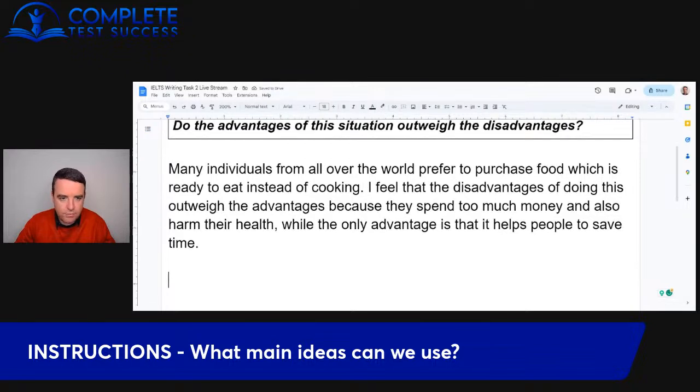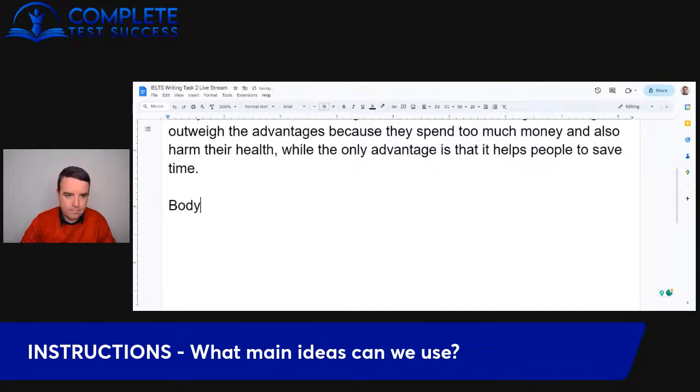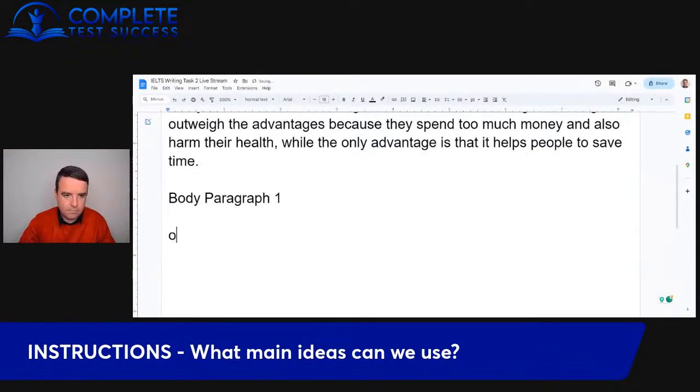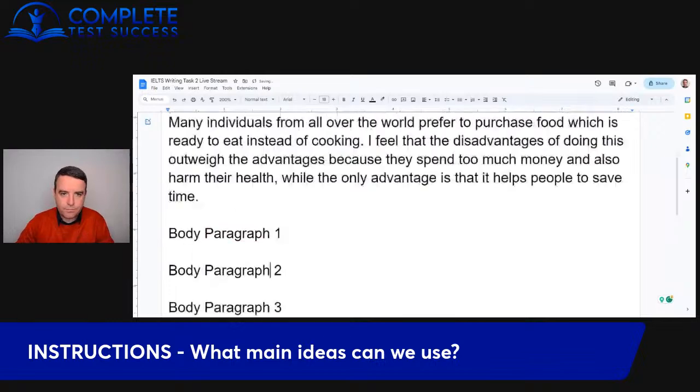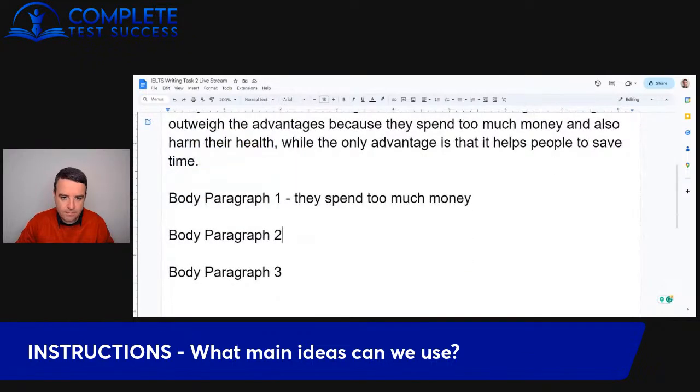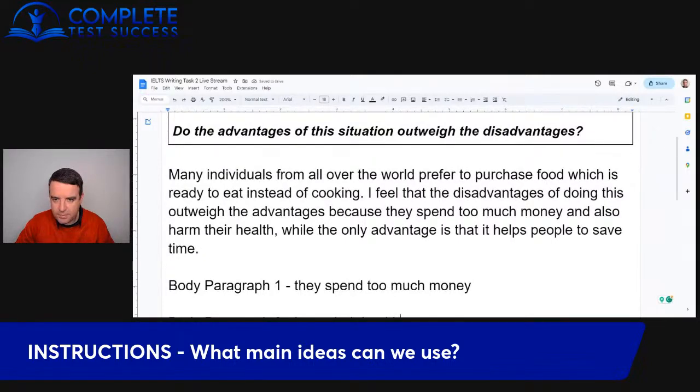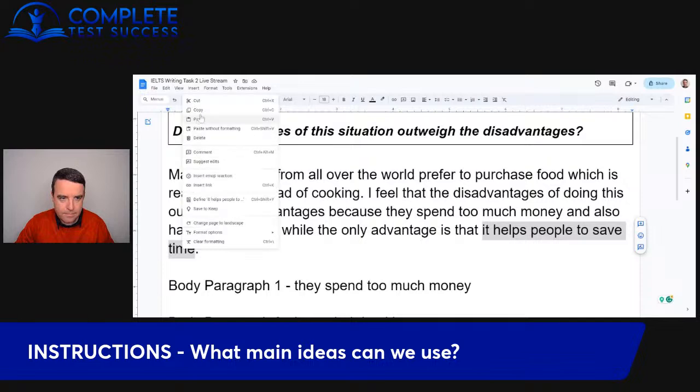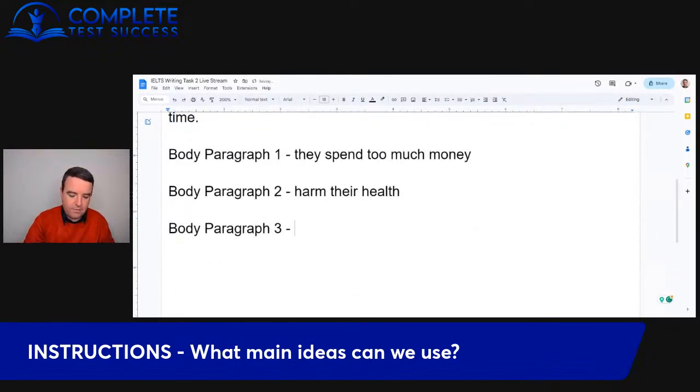Okay, so the next thing is we're going to write 3 paragraphs. And basically, each of our ideas will be in the same order. So our first idea in the introduction was they spend too much money. So the first paragraph will be about that. They harm their health. That will be the second paragraph. And then it helps people to save time. That will be our third paragraph.